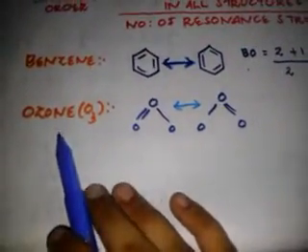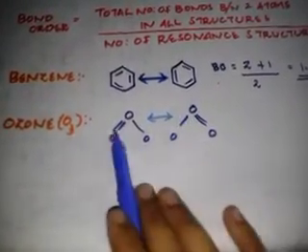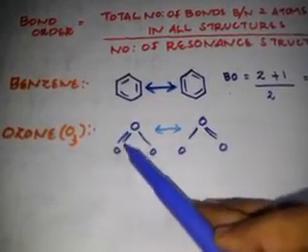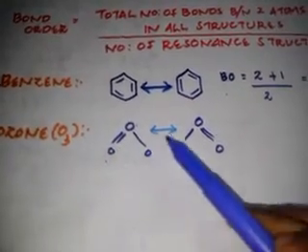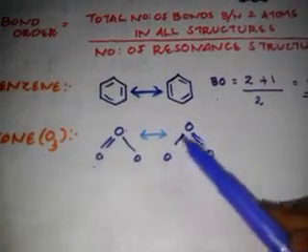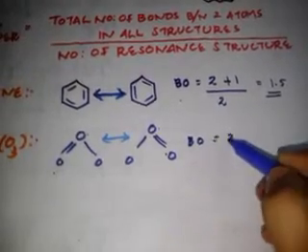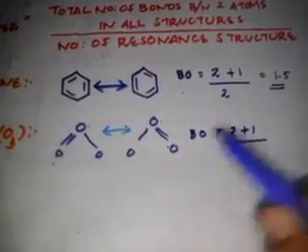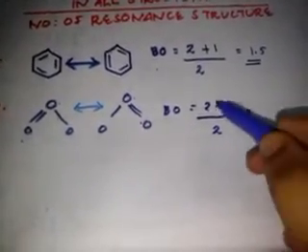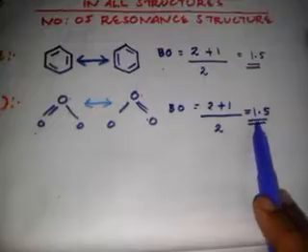Now we can check the bond order of ozone. These are the resonating structures of ozone. Now look at these two atoms. Here there are 2 bonds between these two atoms. When coming to this structure, there is only one bond between these two atoms. So 2 plus 1. So bond order is equal to 2 plus 1 divided by the total number of resonance structures, which is 2, which is equal to 3 by 2, 1.5. Here also the bond order is 1.5.